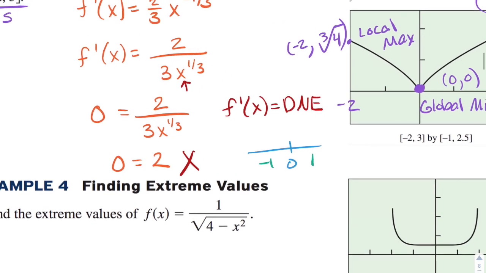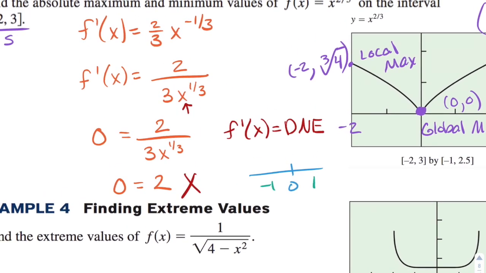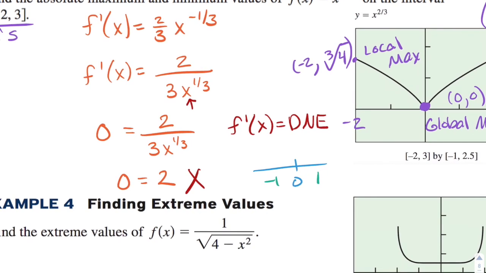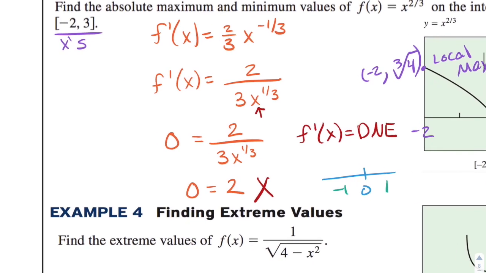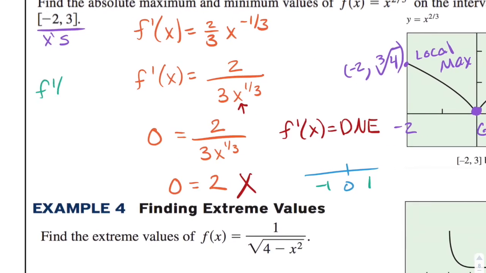So let's put in negative 1. I evaluate negative 1 within the derivative. The cubic root of negative 1 is negative 1. So I get negative 1 times 3, right? So if I do the derivative at negative 1, I get negative 2/3. If I do the derivative at 1, I get positive 2/3.